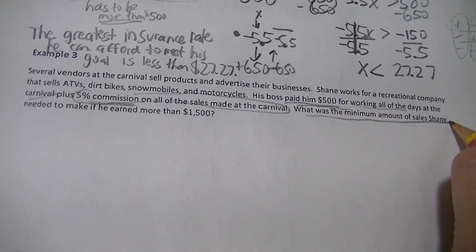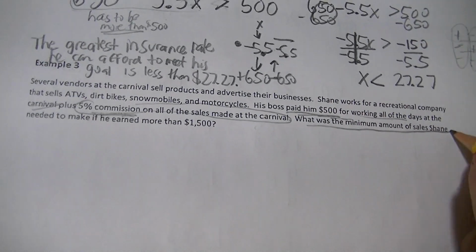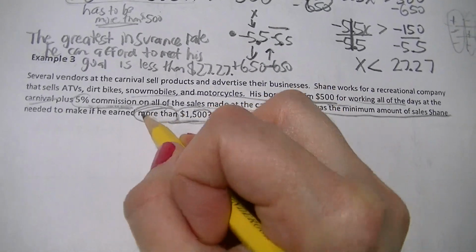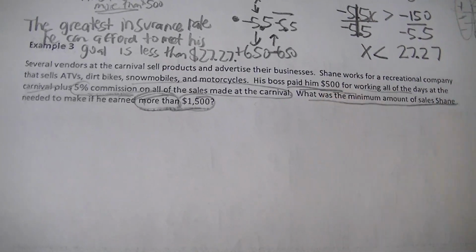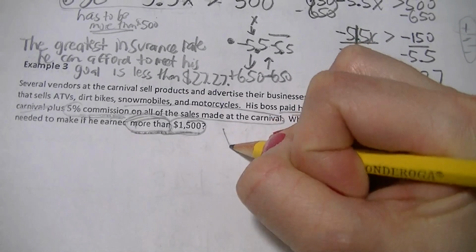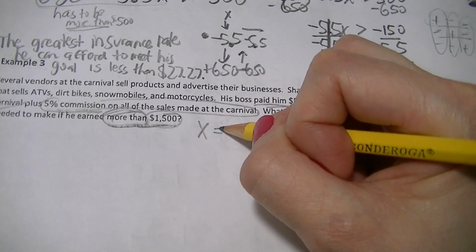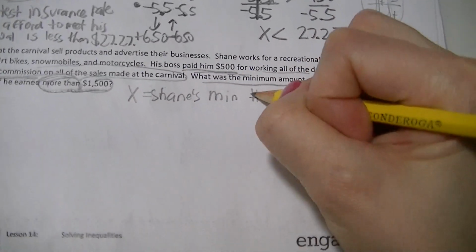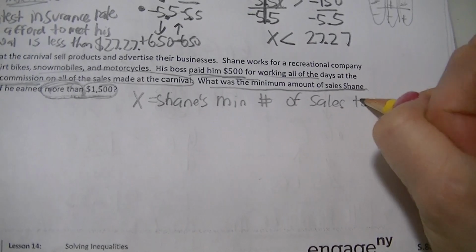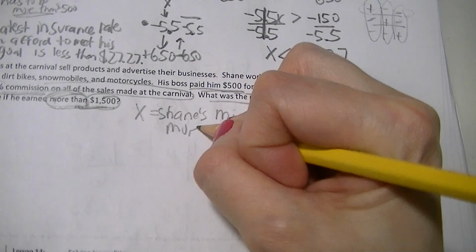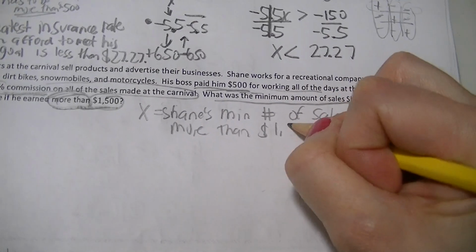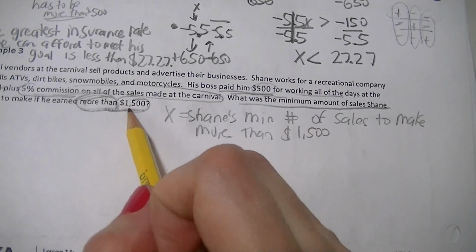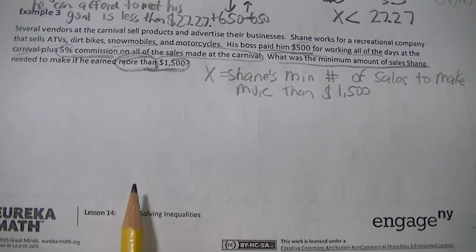What's the minimum amount of sales Shane needs to make if he earned more than $1,500? So he made more than that money. More than that, that's key. We have to figure out how much in sales he had. So x is going to represent the minimum number of Shane's sales to make more than $1,500. Keep in mind he made $500 just for showing up, so that's included in this amount. All right, let's go ahead and build it.